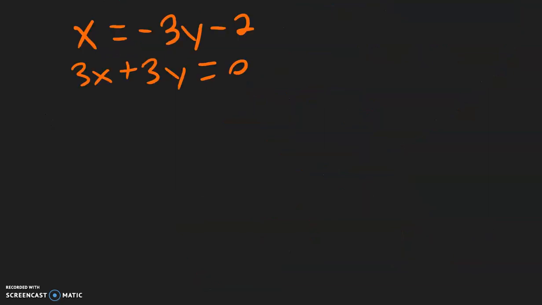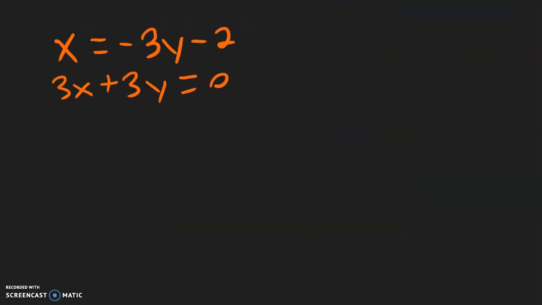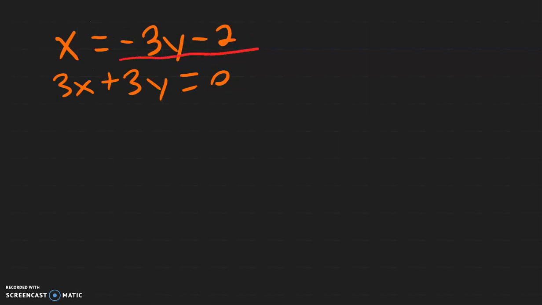For this example, instead of having y equal, we have x equal. So I am going to take this part, because x is by itself, so -3y minus 2, and I am going to plug in where I see x in the other equation. So copying down the second equation, I have 3 parentheses where I used to have x. For x, I'm going to put in what x is equal to, which is going to be -3y minus 2. Then plus 3y equal to 0.